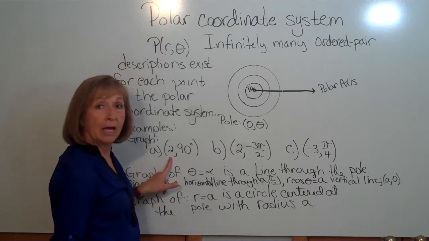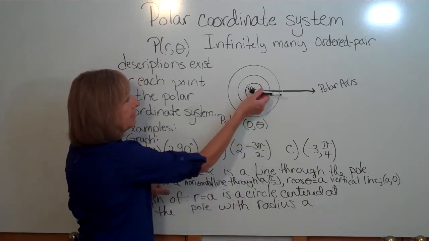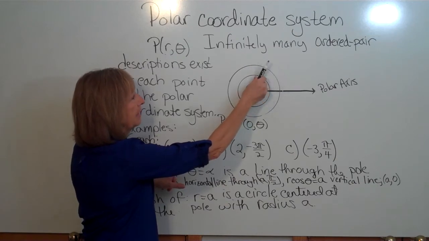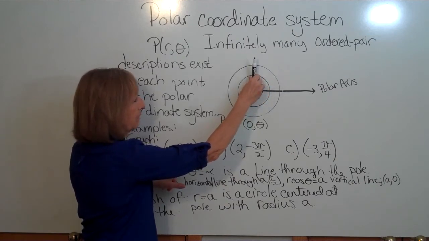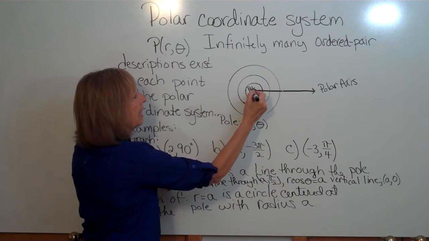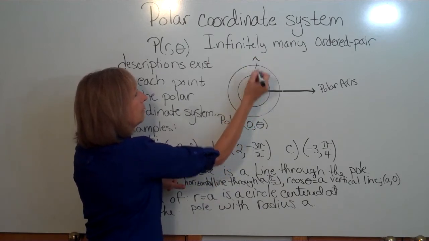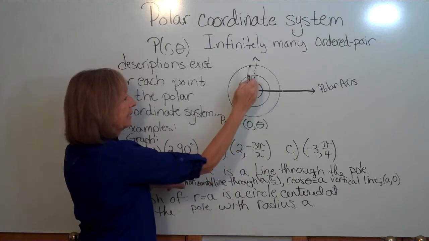So for 2, 90 degrees, I'm going to think about standing at the pole and facing the polar axis. Now from that, I'm going to rotate 90 degrees. So 90 degrees would be looking in this direction. And I'll go ahead and put that in so we see that we have our 90 degrees.